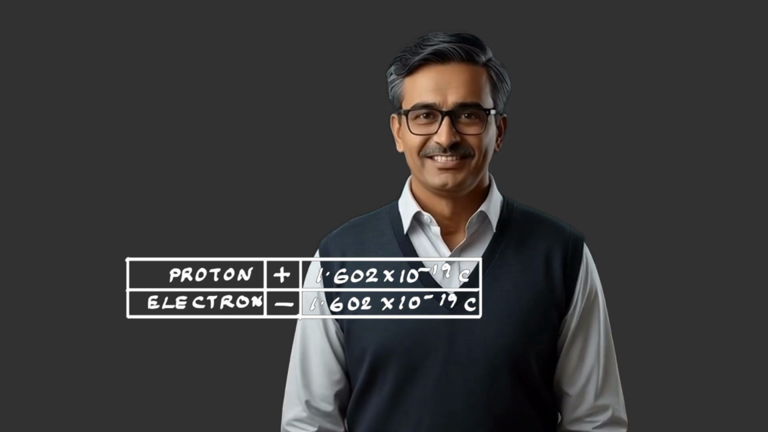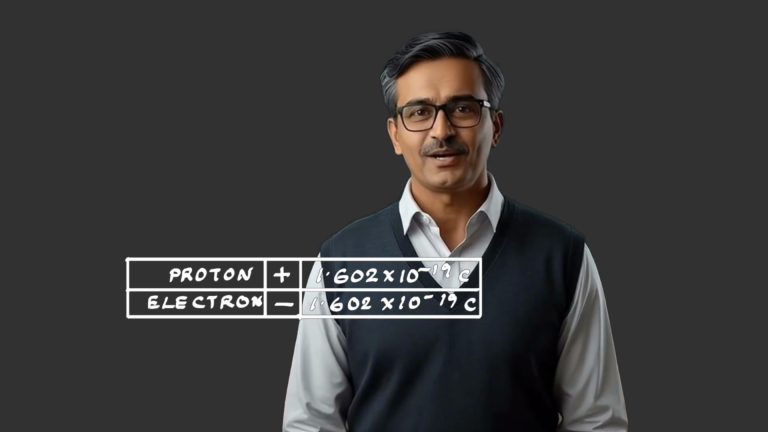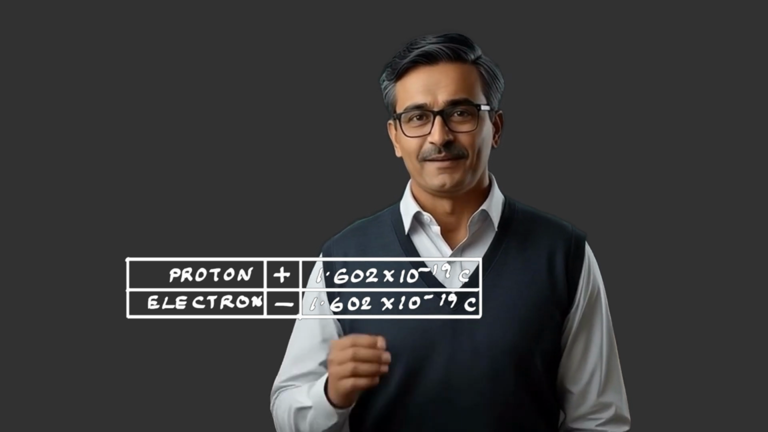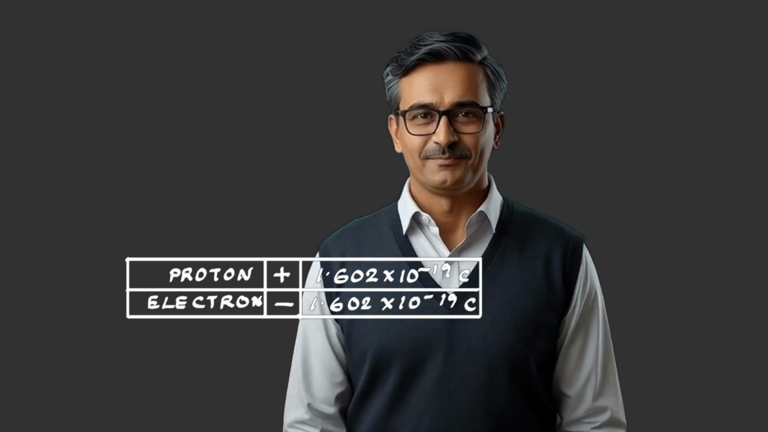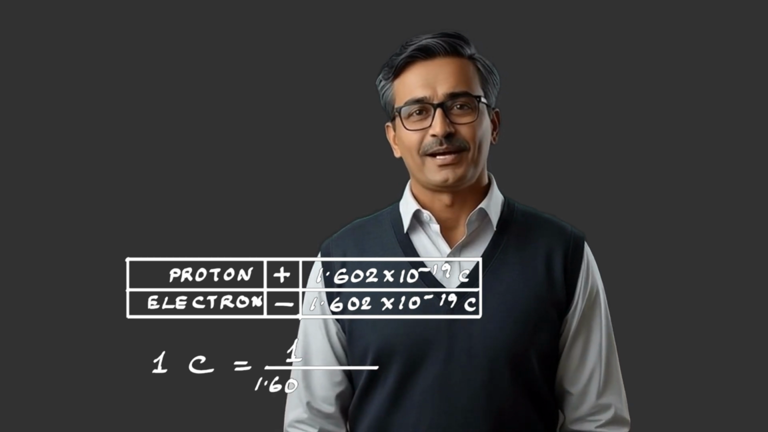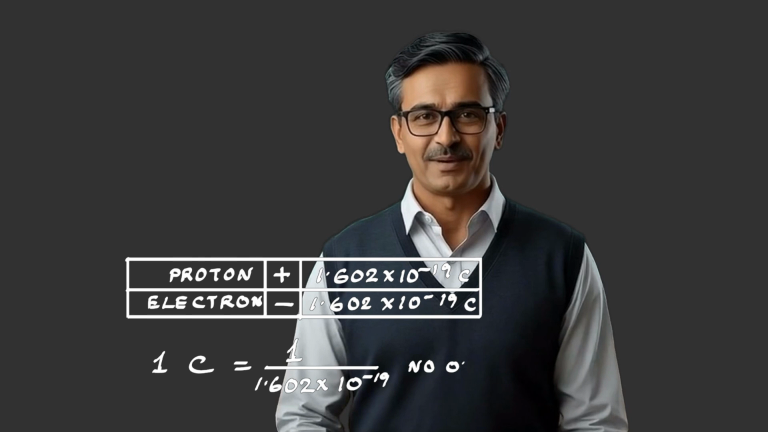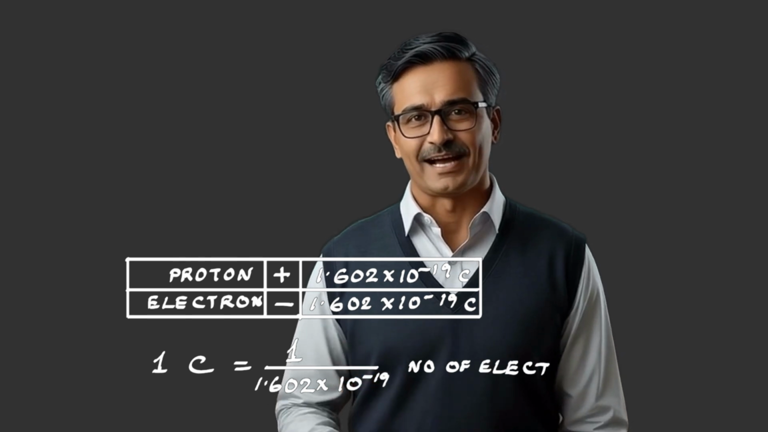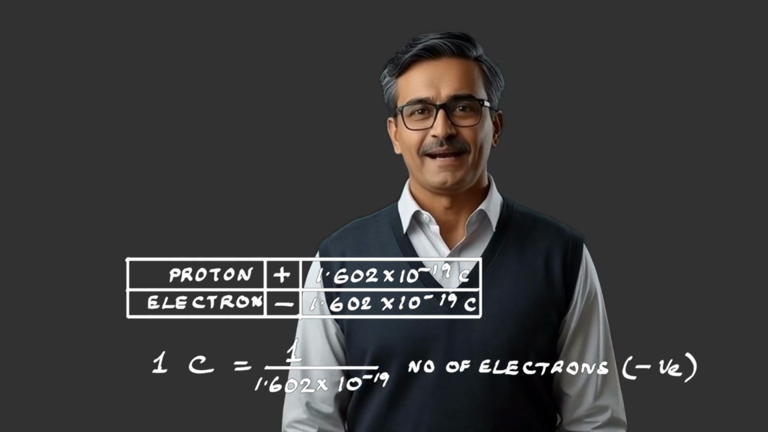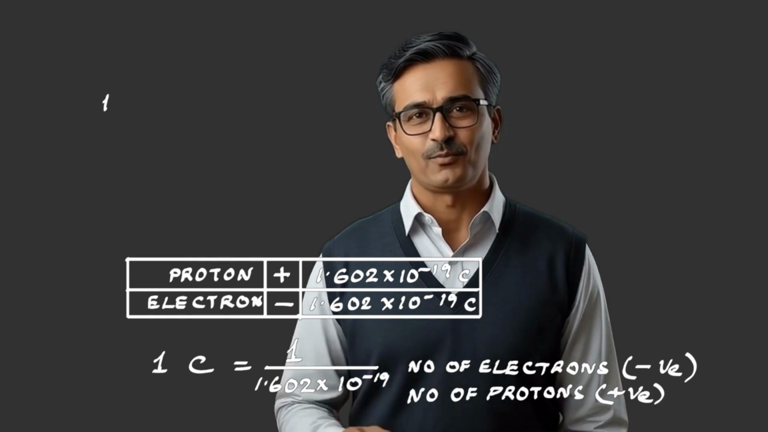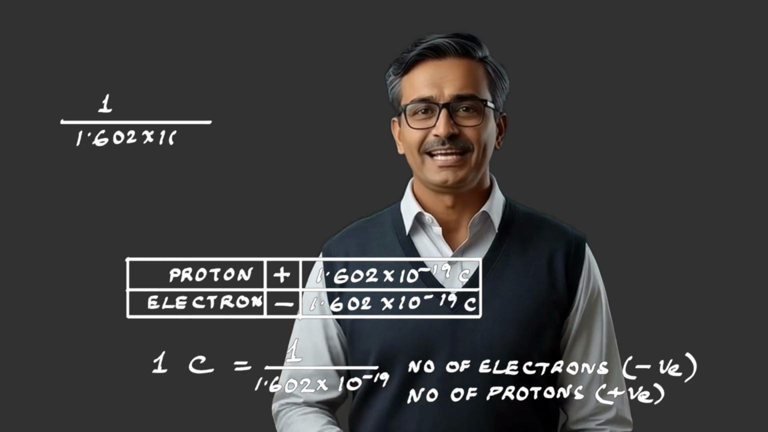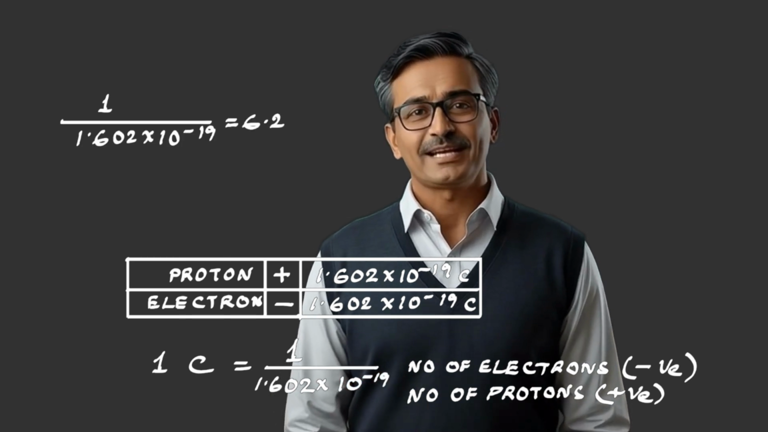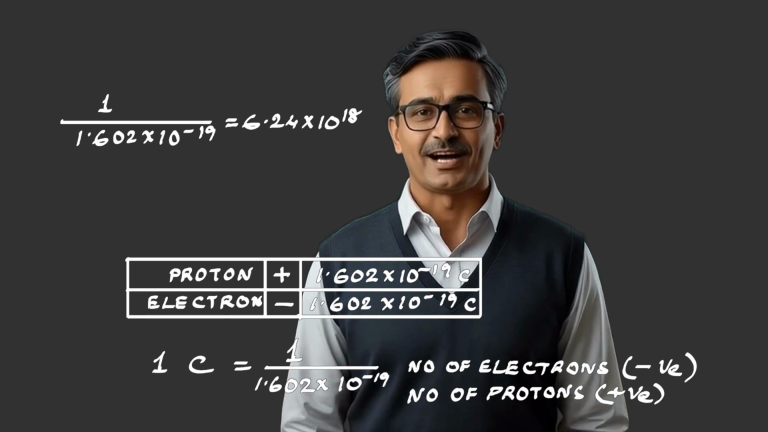From this table, it is clear to us that the charge of an electron or a proton is very small, but its unit is coulomb. So, we can understand that 1 coulomb of charge consists of 1 divided by 1.602 into 10 to the power minus 19 number of electrons if it is negative charge and the same number of protons if it is positive charge. That means 1 coulomb of charge is approximately equal to 6.24 into 10 to the power 18 elementary charges.